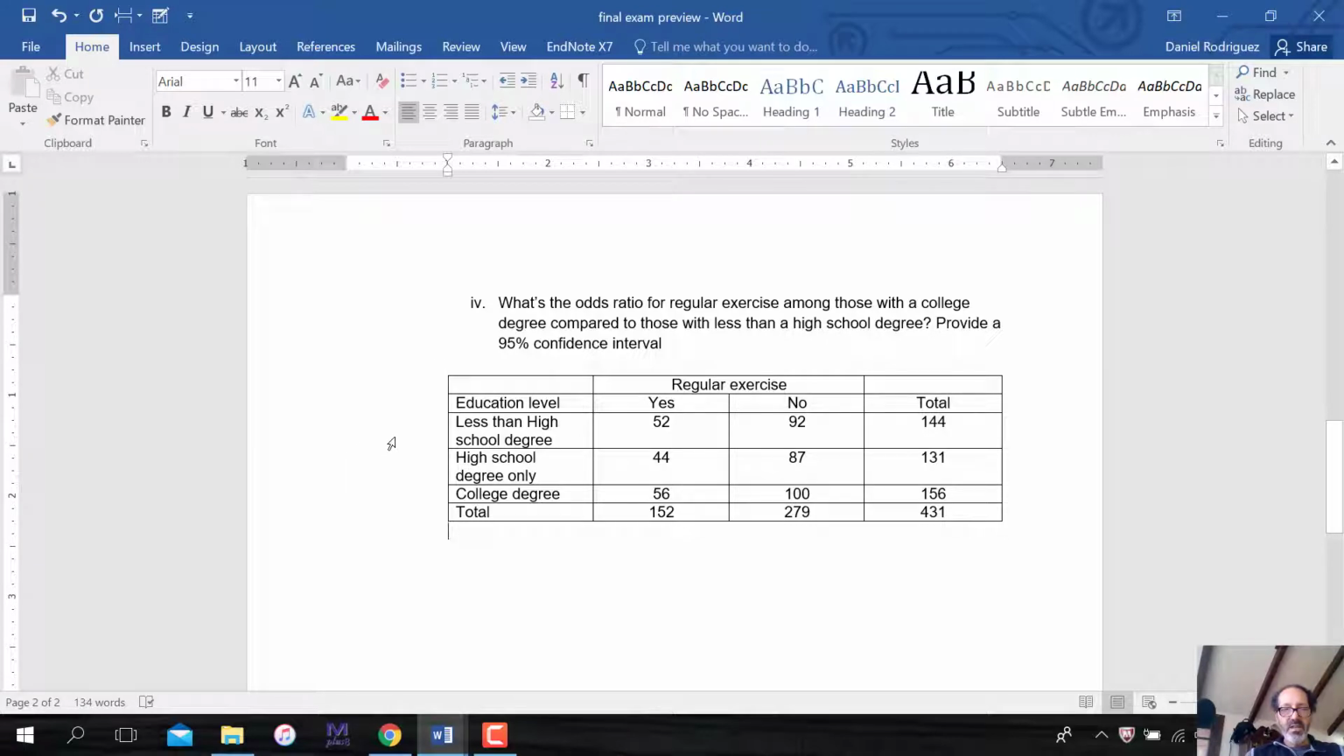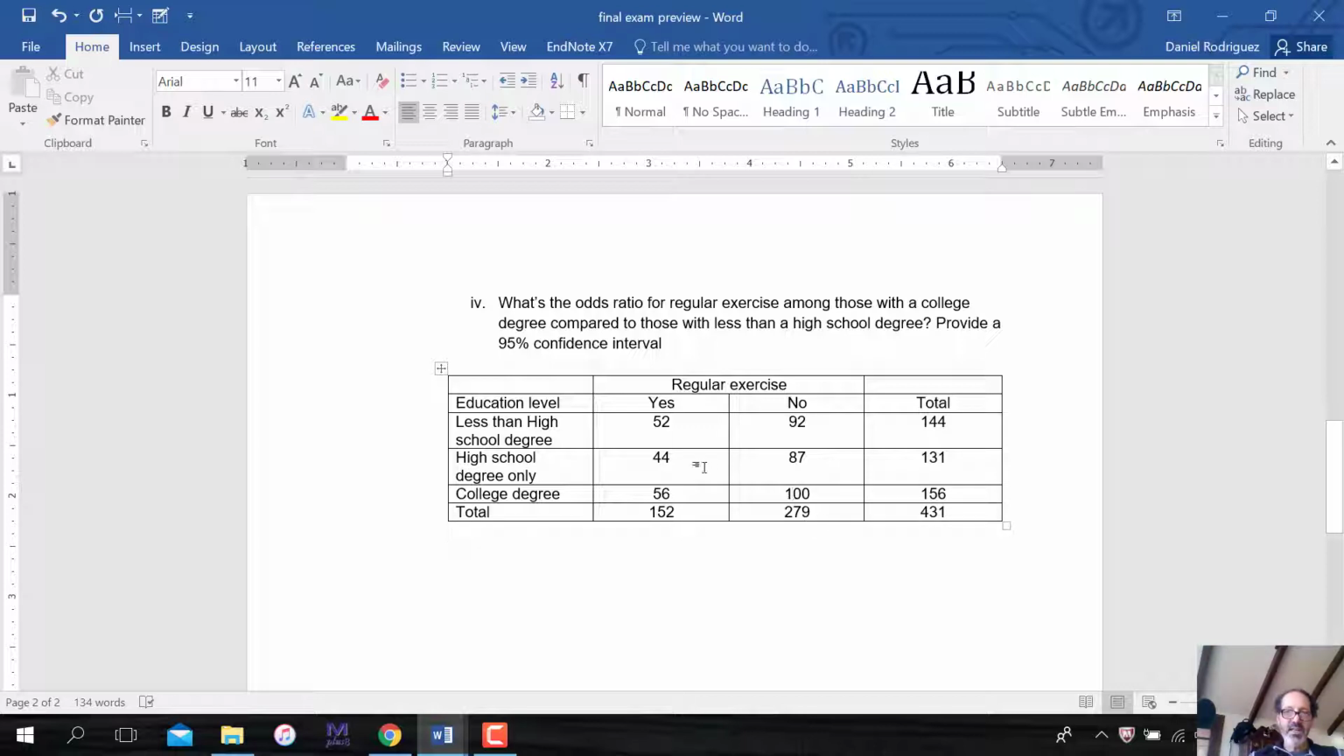So if you have less than a high school degree and you do regular exercising, there's 52 of you, right? And if you have a high school degree only and you do no regular exercise, there's 87 of you. There's a total of 144 individuals who have less than a high school degree. There's 152 that engaged in regular exercise, and there's a grand total of 431 people. So this is our table. We can call this cell A, cell B, cell C, cell D, cell E, cell F. There's 6 different cells here. These values in the margins are just totals, so we're not worried about those right now.